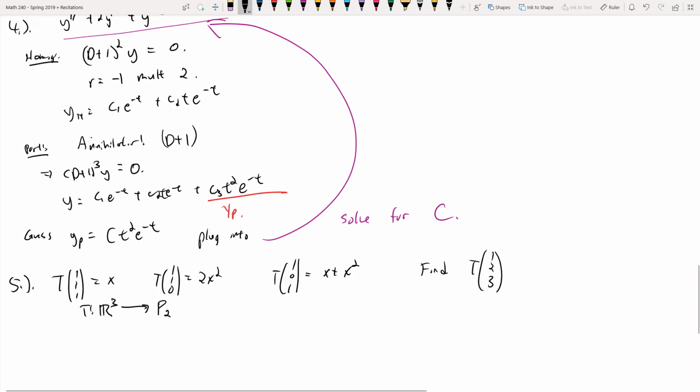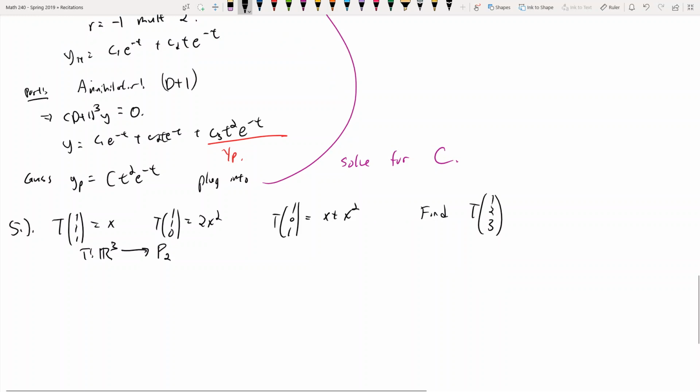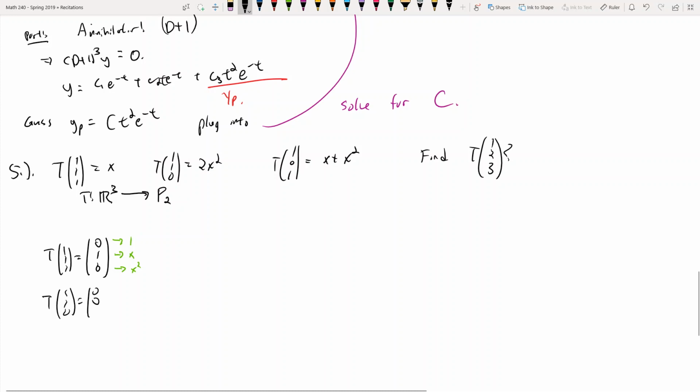Okay, so what's one way we can do this problem? We want to rewrite x, 2x squared, and x plus x squared as column vectors, essentially, because we're trying to find a matrix of the transformation, right? So in particular, T of 111 is equal to 0, 1, 0. And remember how we vectorized polynomials: this is the constant, this is the x term, and this is the x squared term. And then T of 110 is equal to 0, 0, 2. And then T of 101 is equal to 0, 1, 1.